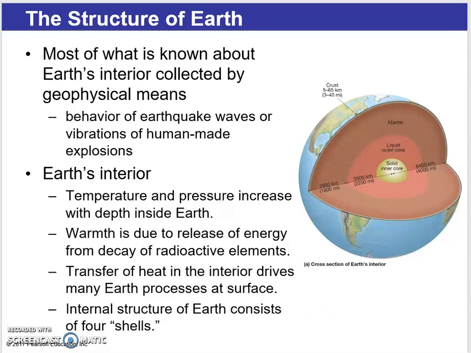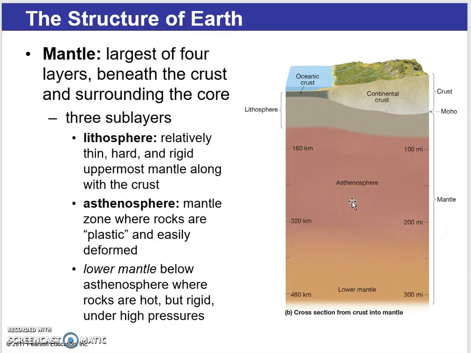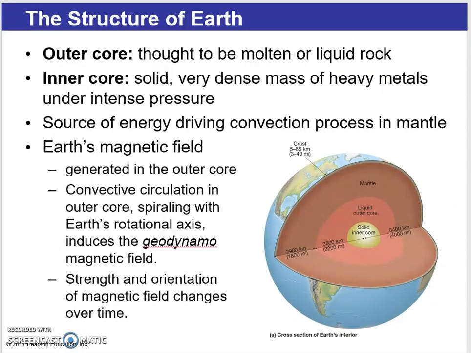The internal structure of the Earth consists of 4 shells. We are discussing the 4 layers or shells we talked about. Lithosphere, the relatively thin hard rock upper crust. Asthenosphere, the mantle rocks are more plastic, easily formed. Lower mantle, below the asthenosphere, even more movement and higher pressure. We talked about how the further we go down into the Earth, the higher the pressure. Outer core, thought to have molten or liquid rock. Inner core, solid, very dense mass, heavy materials under intense pressure.